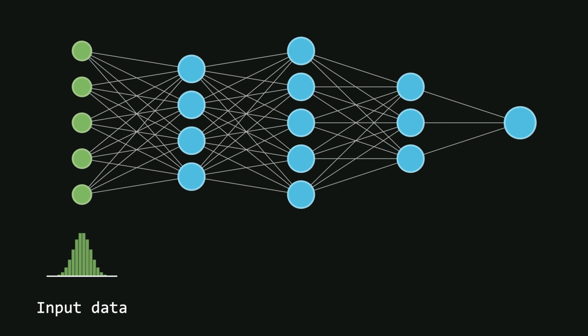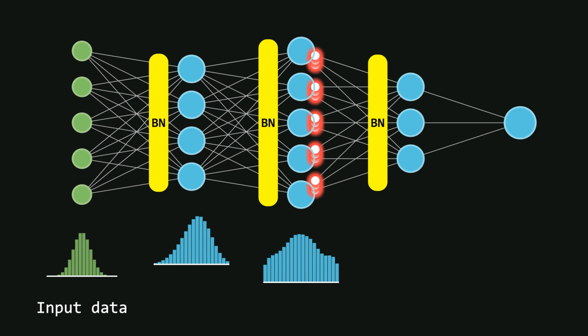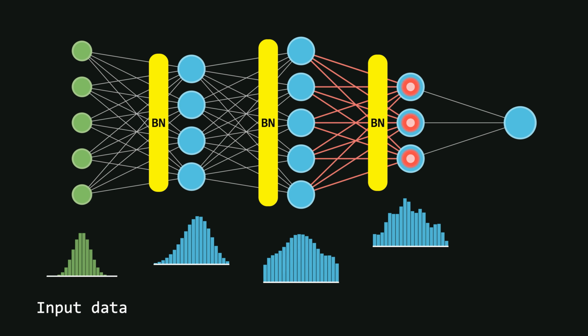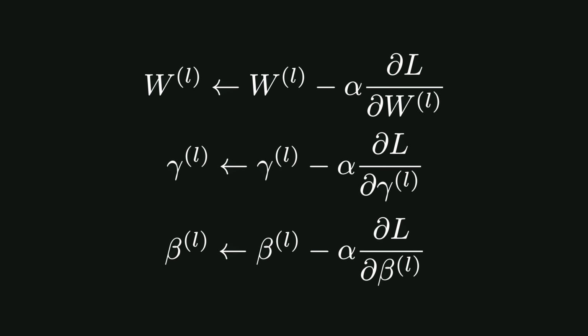Now, during training, we place the batch normalization layer right before the activation function. The weighted sum is computed first, then the batch norm layer normalizes it, and only after that we pass it into the activation. This keeps the distribution of activations relatively stable across the layers as the network learns. Each layer now has parameters weights, gamma, and beta, and all of these are learned during training, just like the parameters in a normal neural network.